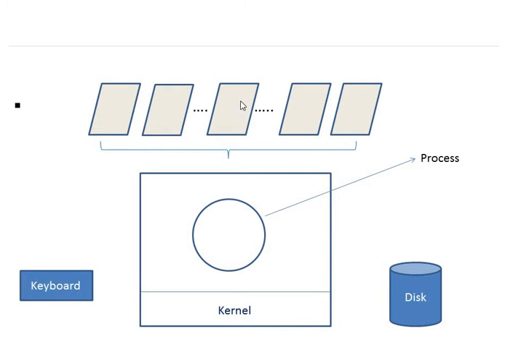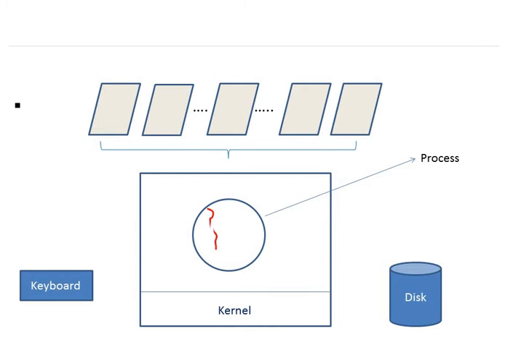Let's assume there are a total of 600 to 700 pages here, and I am writing a book. This is my system, and this refers to a process which is created while I am writing my book in a Word document. This is the keyboard through which I am interacting, or typing, and this is the disk in which I want to store my document text.